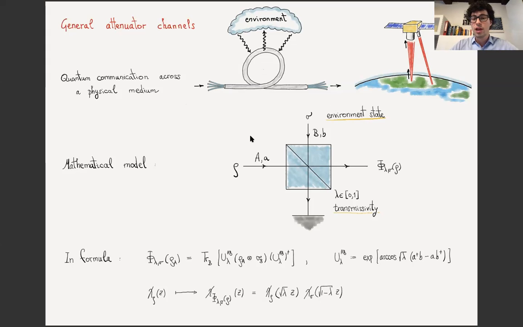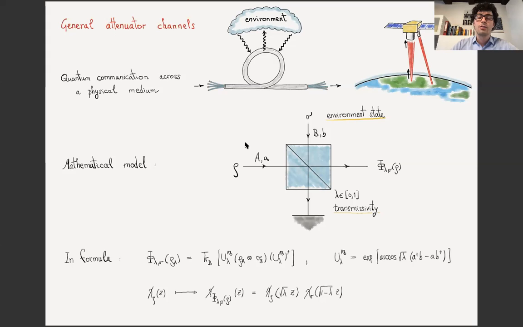So we have to find a reasonable mathematical model for this physical process. What happens is that you send a signal across an optical fiber, and the optical fiber is very long, and a lot of things can happen along the way. For instance, some of the photons can get lost, can interact with the material that composes the optical fiber and get absorbed, or just escape the optical guide. We model this mathematically with a unitary interaction with an environment.